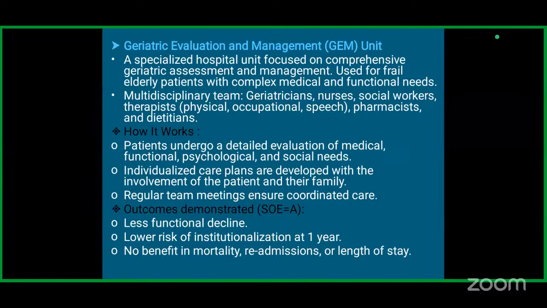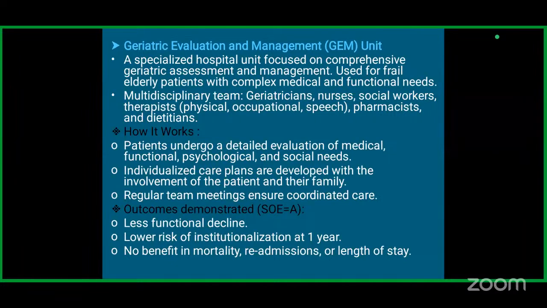Let's say a patient has heart failure. He needs physical therapy, and he will need help with diet and other things. So we assign a multidisciplinary team composed of a geriatrician, a nurse, a social worker, therapists like physical, occupational, and speech, etc., pharmacists, and dietitians. It's generally used for stroke patients.